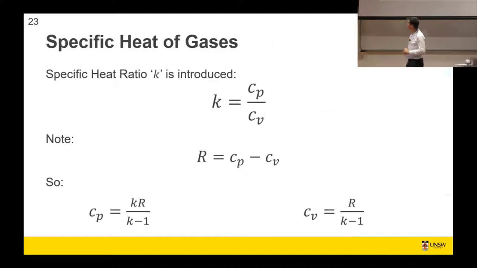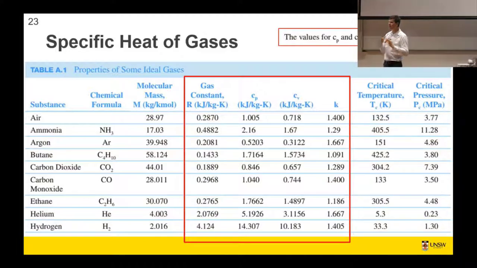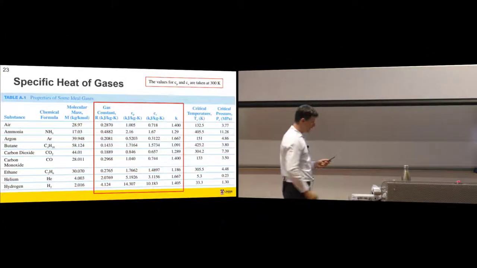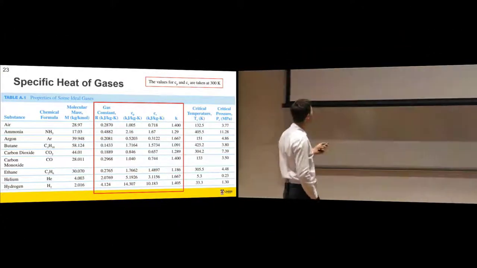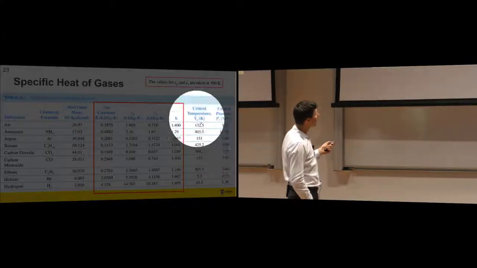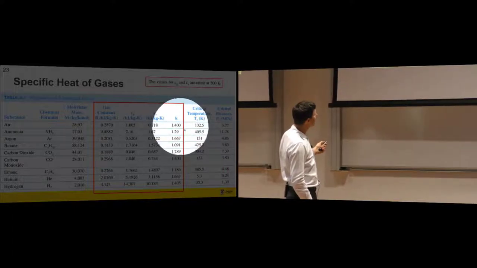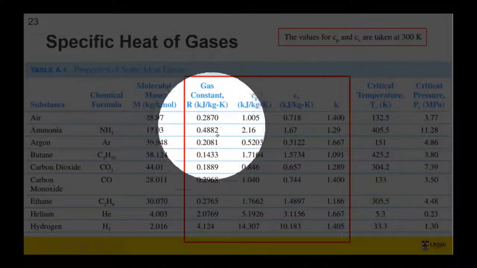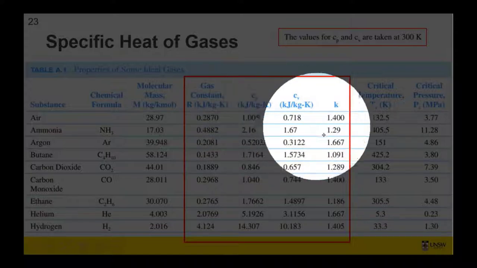We'll talk about that tomorrow. And table A1 in your textbook lists the properties for air and other substances. So here's k, here's R, which we've talked about before. We introduce Cp and Cv as well. We'll wrap it up there.